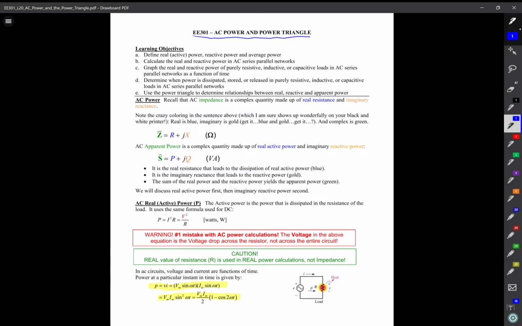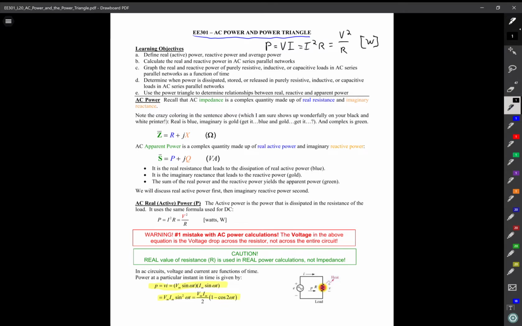All right, so by now we know that the same physical laws that govern voltages and currents in DC circuits apply to AC circuits as well: Kirchhoff's current law, Kirchhoff's voltage law, Ohm's law, and the law of conservation of energy. Now, we know that in DC circuits, power is equal to volts times current, which is also equal to I squared R, which is equal to V squared over R, and the units are watts.